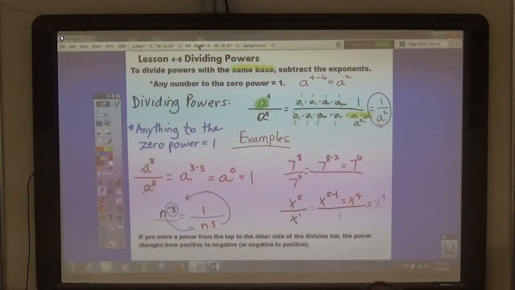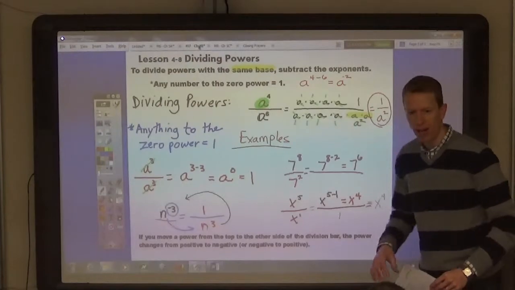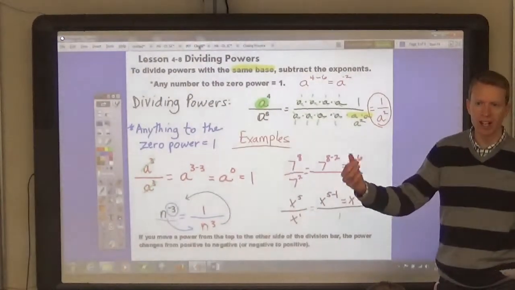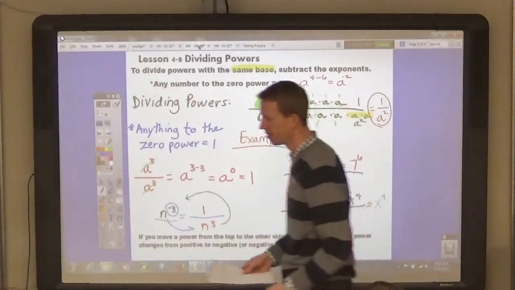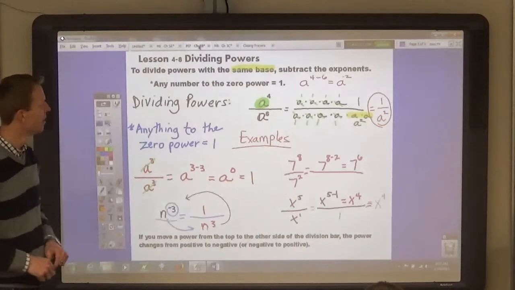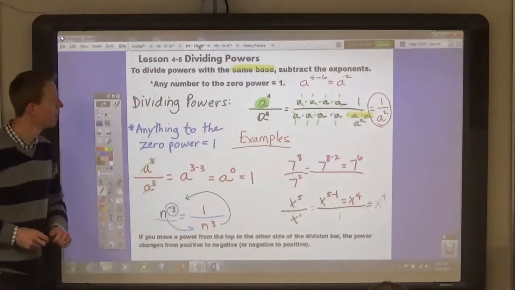So yesterday, 7th graders, we talked about multiplying powers. When you multiply powers, you add the exponents. And if you're dividing powers, you subtract them. Because multiplying and dividing are opposites. So the opposite of addition is subtraction. Okay? That's basically what we're talking about.